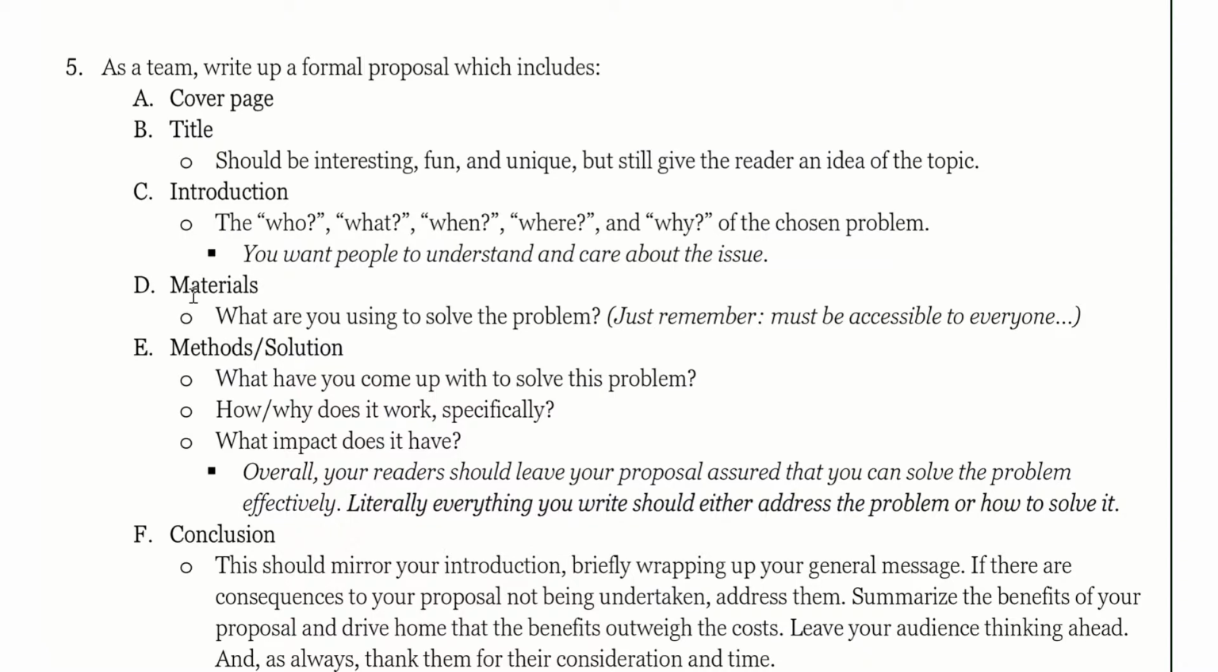The material section: what are you using to solve the problem? Just remember, these have to be accessible to everyone. The methods and solutions section: what have you come up with to solve your problem? How or why does this solution work specifically? And what impact does it have? Overall, your readers should leave your proposal assured that you can solve the problem effectively, and literally everything you write should either address the problem or how to solve it in this section.